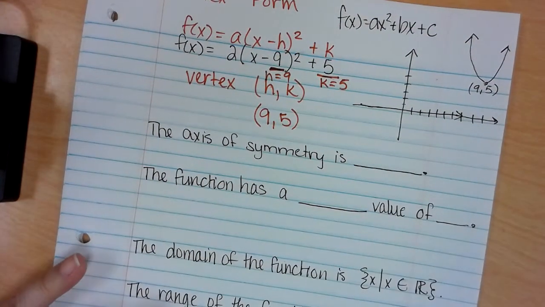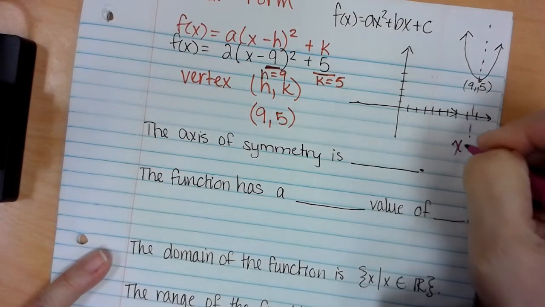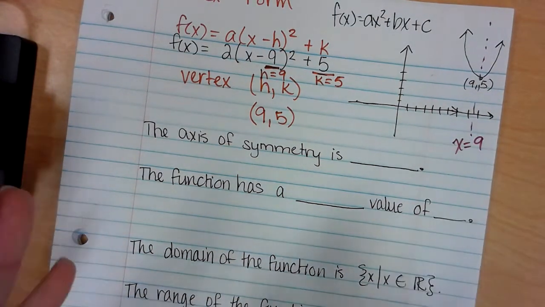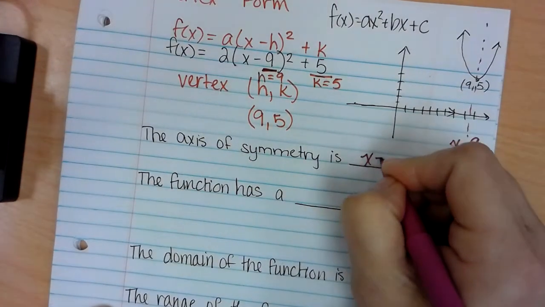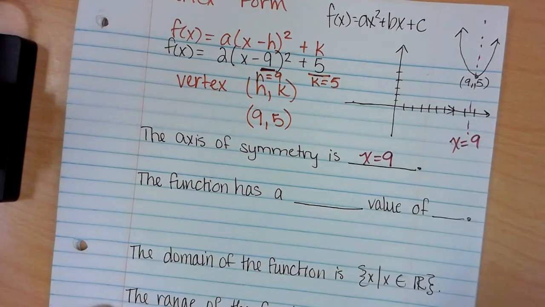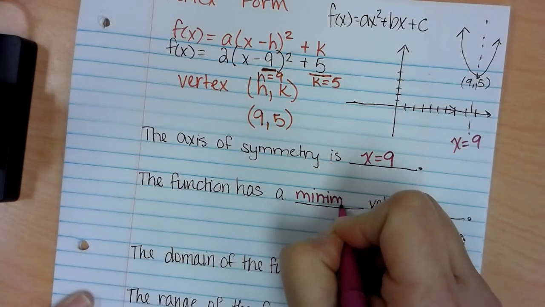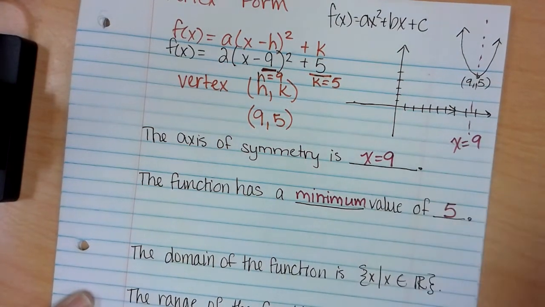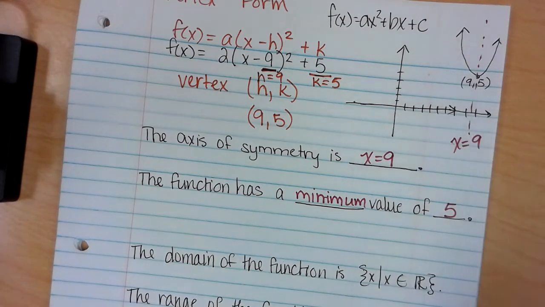So our axis of symmetry is x equals the number where your quadratic actually can fold in half and be the same on both sides. That's the axis of symmetry, and it is always named with x equals h. So in this case, it's x equals 9, because 9 is what your h is. The function has a minimum value at 5. So the lowest point, the lowest f of x is at 5.